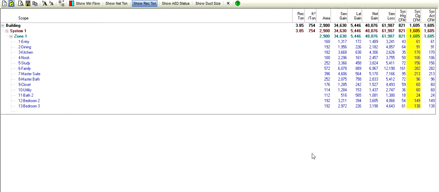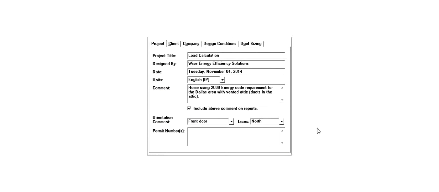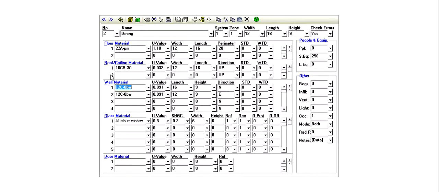So now we're going to take the same house, but build it to 2009 energy code specs, and compare the two to see which one is more efficient. This is the same house, but we are using the 2009 energy code requirements for the Dallas-Fort Worth area, vented attic, ducts in the attic. A few things have changed. Mainly, the floor is the same. We still use a concrete slab.